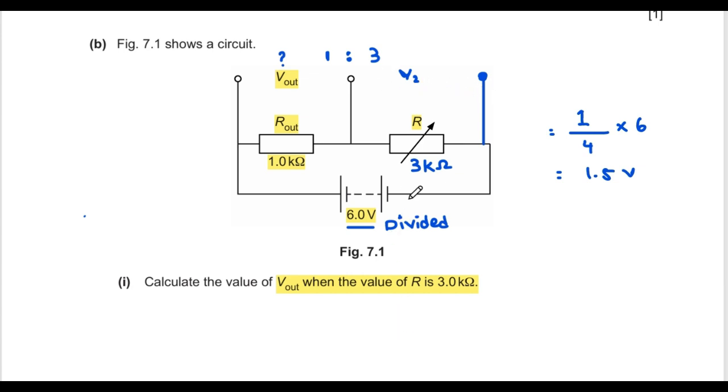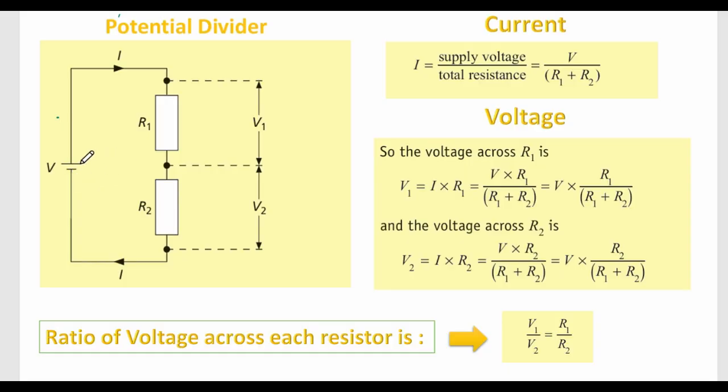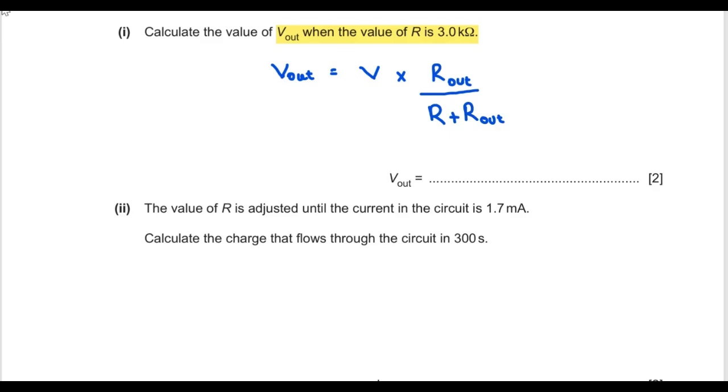Now we will see an alternate method to do this, which is the formula. Let's suppose we have a potential divider whose input voltage is 6. Here is a resistor of 1 kilo ohm and here is a variable resistor of 3 kilo ohm. We are supposed to get the voltage V1 across the 1 kilo ohm. So we can use two formulas. First, we multiply the current flowing in the circuit by the resistor R1, or we can use the voltage formula, which is total voltage multiplied by R1 over R1 plus R2. I have written the formula over here.